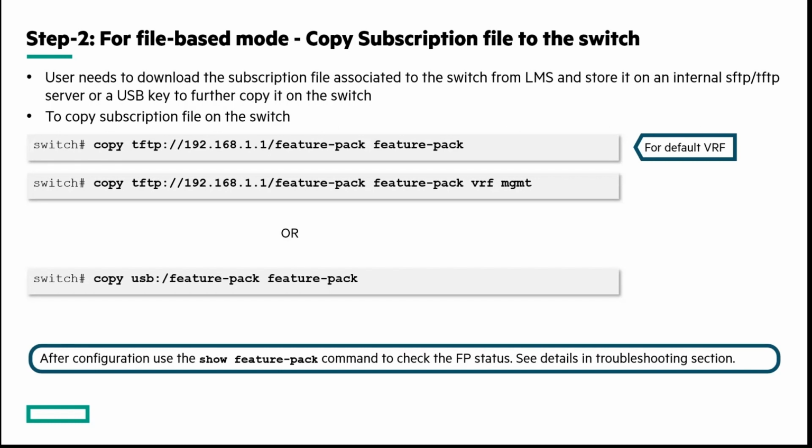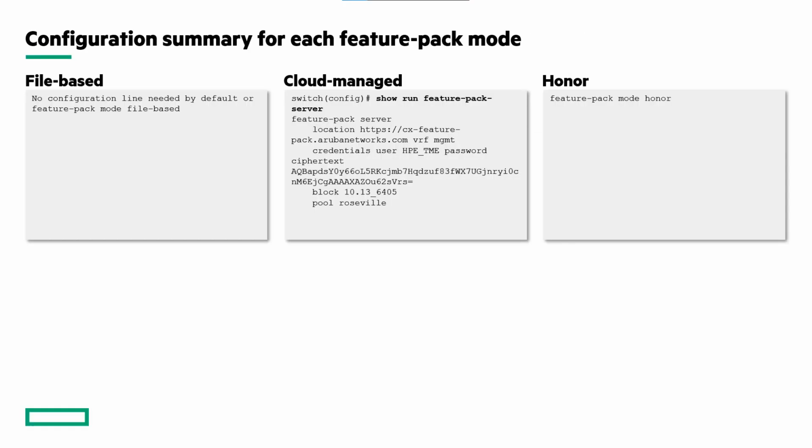Once again, if you want to verify the feature pack status, you can use the show feature pack command. Here is a preview of the configuration summary for each feature pack mode. For file-based mode, no configuration line is needed by default. For cloud mode, details associated with the feature pack server are included, and for honor mode, all you need to do is to put the feature pack mode as honor.